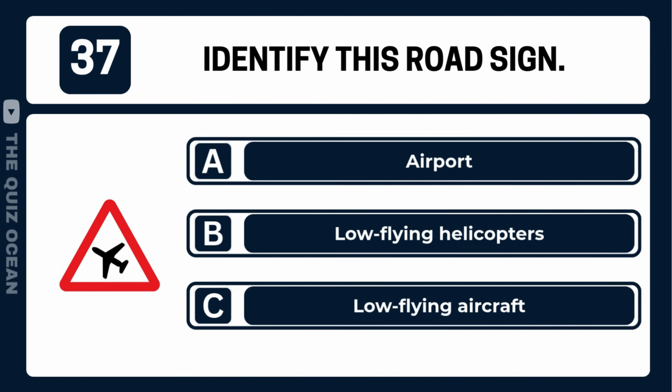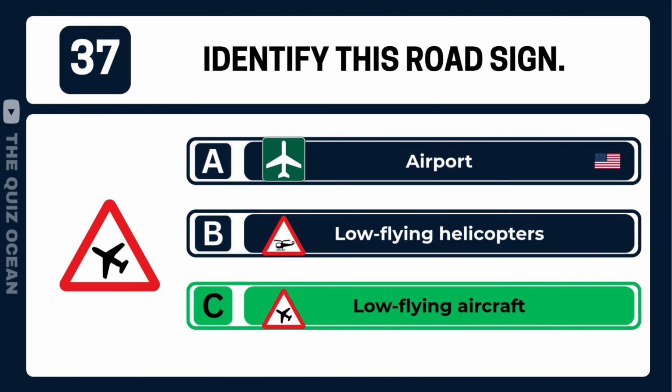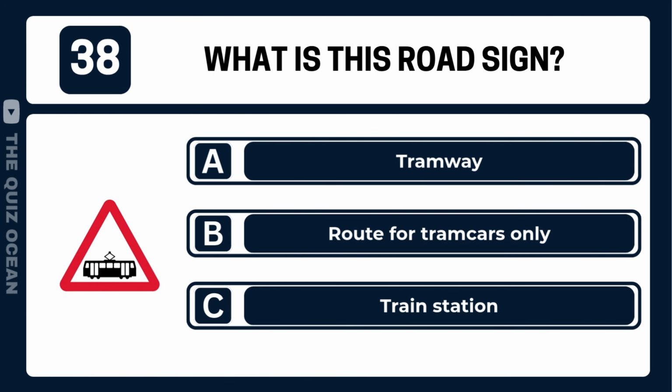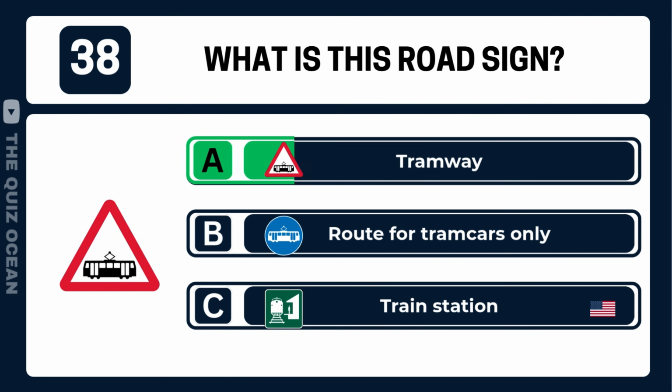Identify this road sign. The answer is C, low-flying aircraft. What is this road sign? The answer is A, tramway.